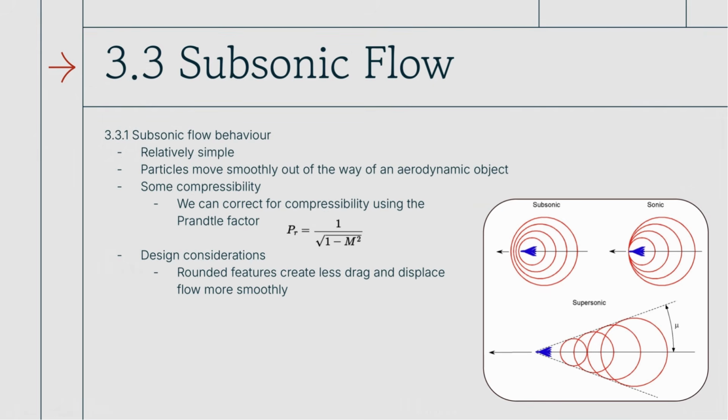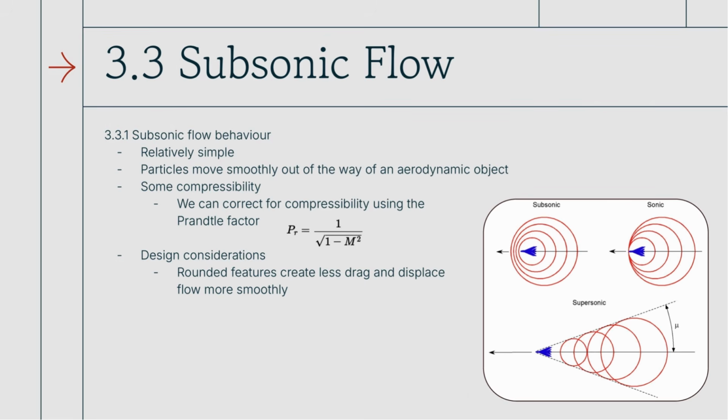All right, subsonic flow, and then I'm getting to supersonic flow. So subsonic flow, pretty simple. Everyone's familiar with it. Particles can move smoothly out of the way of an aerodynamic object. So essentially, you can see in this picture here, the plane is moving subsonic, and so it's generating all of these propagating waves that are moving at the speed of sound. And since it's moving slower than the speed of sound, those waves have time to move in front of the object and warn all the other little air molecules, hey, by the way, move out of the way, there's an object coming close.